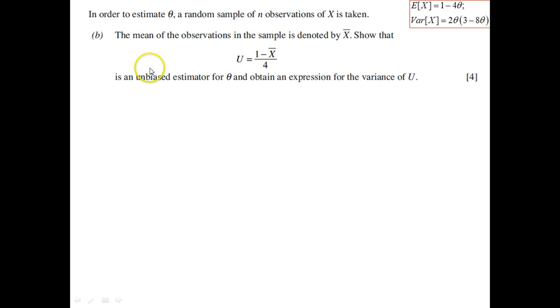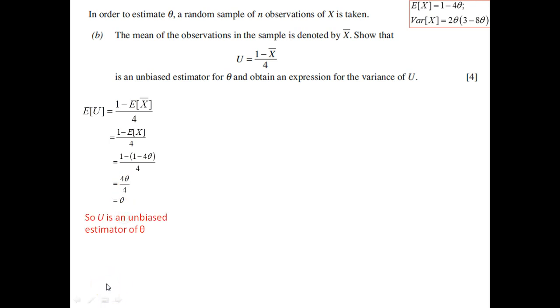Now for u to be an unbiased estimator of theta, we need the expected value of u to be theta. So u is (1 minus x bar) over 4. I can take the expectation in, so that's the same as 1 minus the expected value of x bar, over 4. And the expected value of x bar is the same as the expected value of x, which is 1 minus 4 theta. So that gives us theta. Therefore, u is an unbiased estimator of theta.